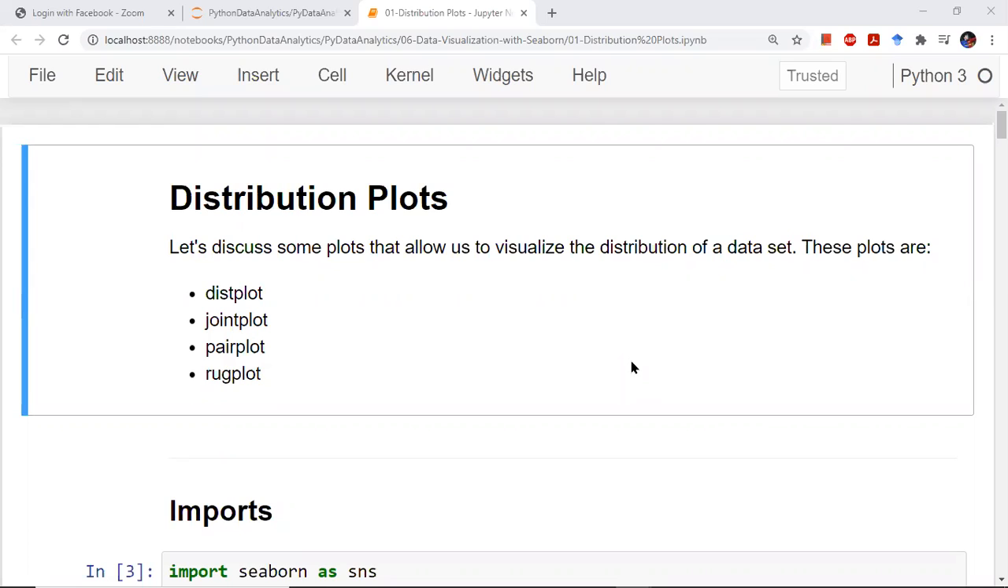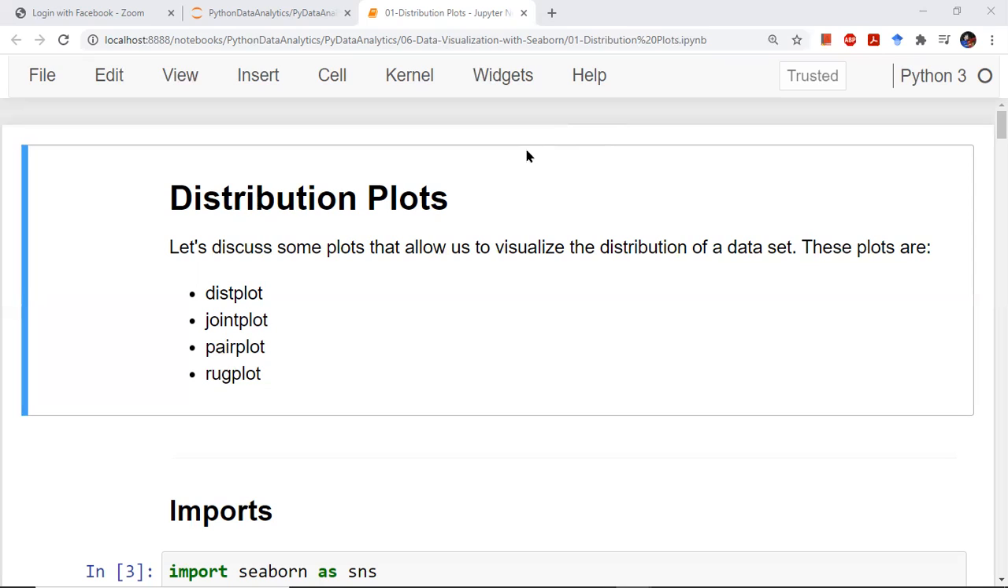In the continuation of the same data visualization series, we will be looking at distribution plots, and at Seaborn as a library. In the previous session, we looked at how Matplotlib works and what features and functionalities are provided by the library Matplotlib. Now, in today's lecture, we'll be looking at the library called Seaborn.